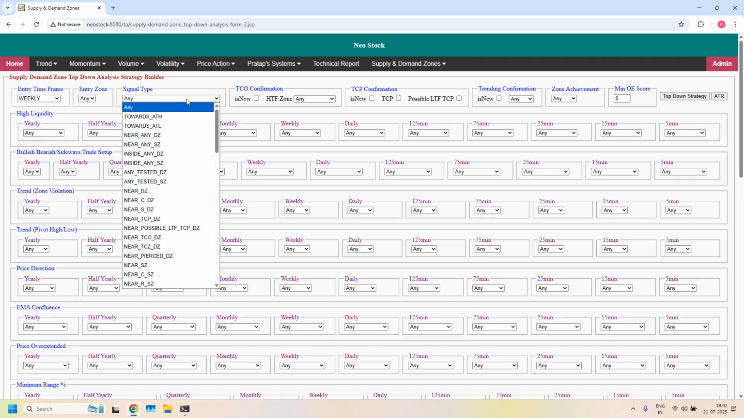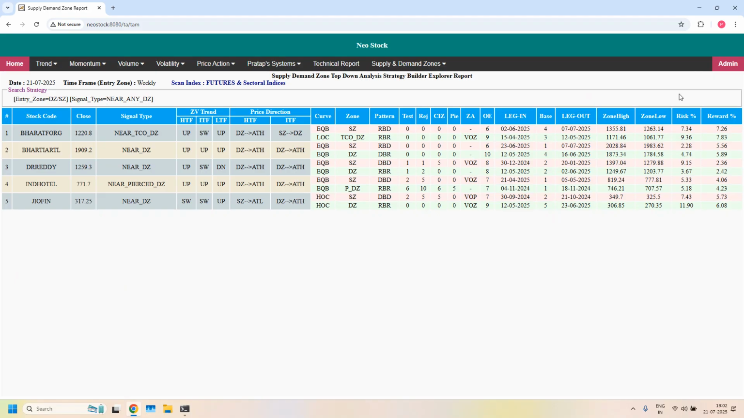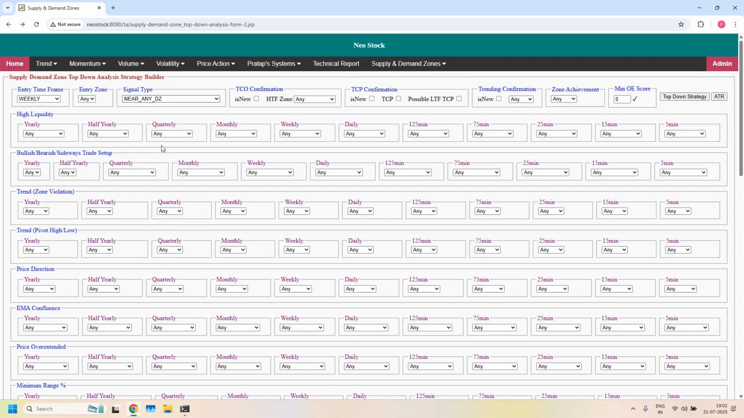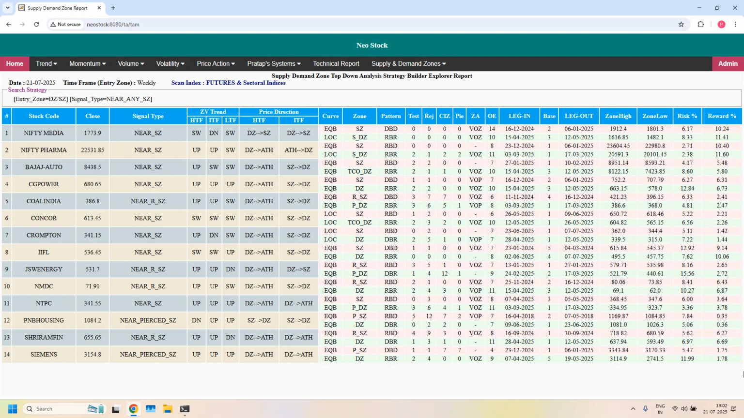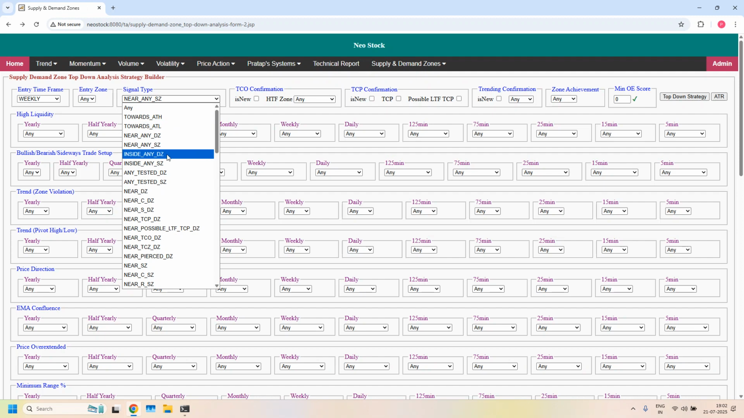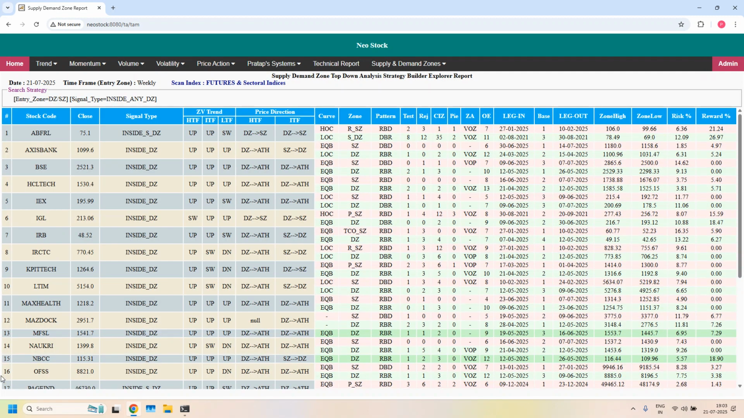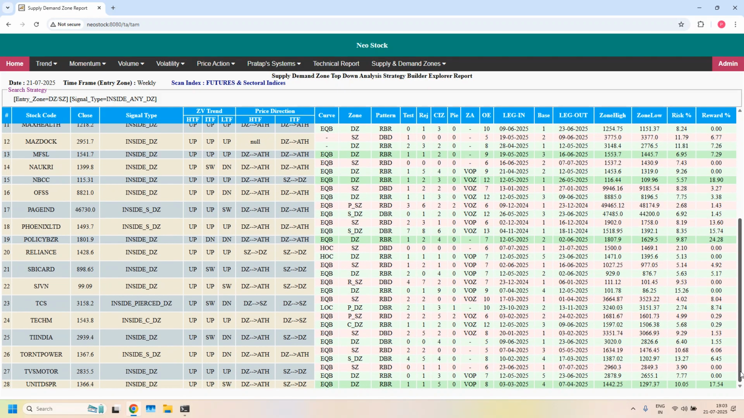Stocks near to the weekly demand zone, we got 5 stocks. Next, stocks near to the weekly supply zone, we got 14 stocks. Next, price closed inside the weekly demand zone, first 16 stocks in the list. Scrolling the list down. So total 28 stocks are filtered.